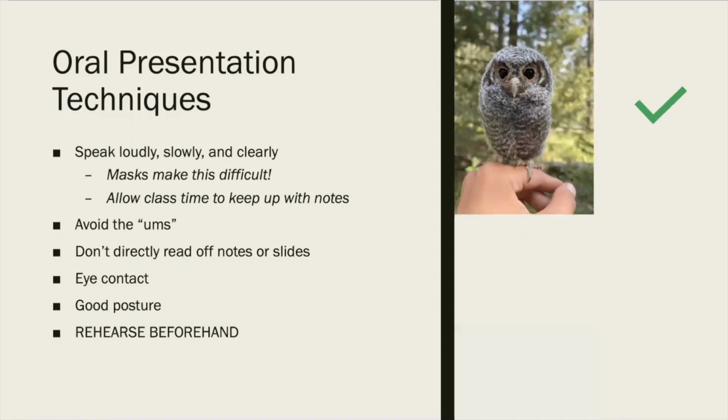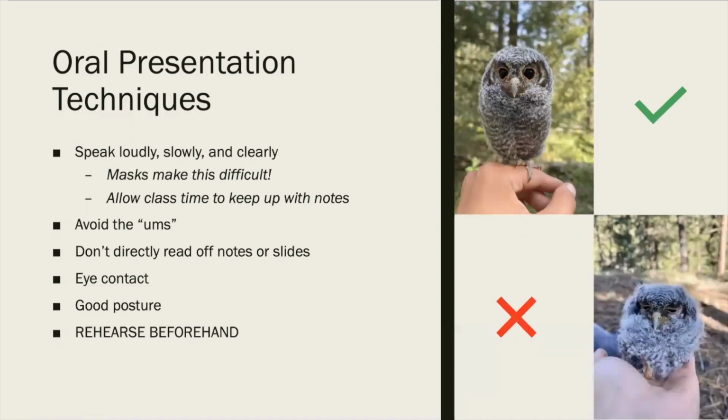Here are just some visuals using baby owls. As you can see, this top owl here is very alert, very awake and has great posture, making good eye contact with the audience. Whereas this bottom owl here is very sleepy, very grumpy, and does not look very excited about presenting. So just some visuals to help you guys imagine and prepare for how to present yourself during your presentations.